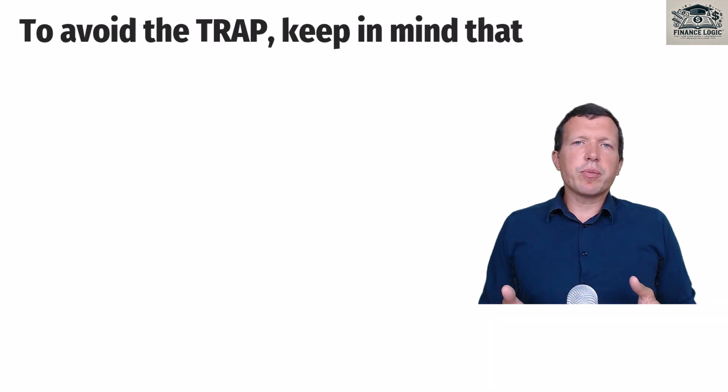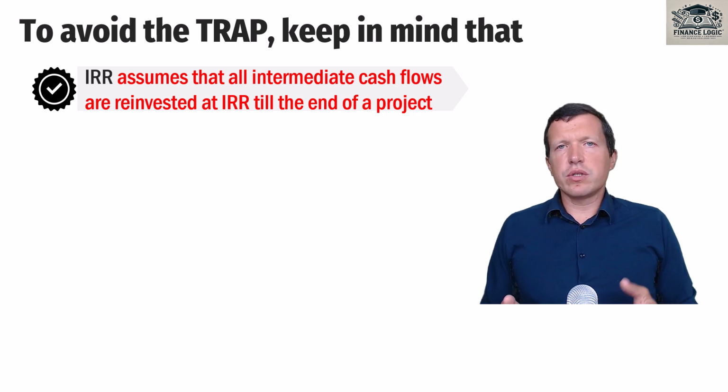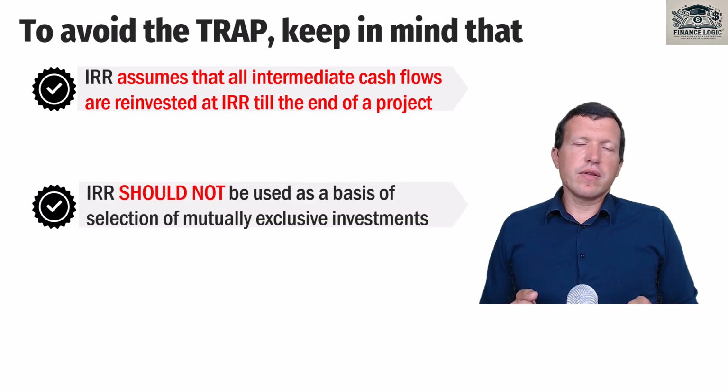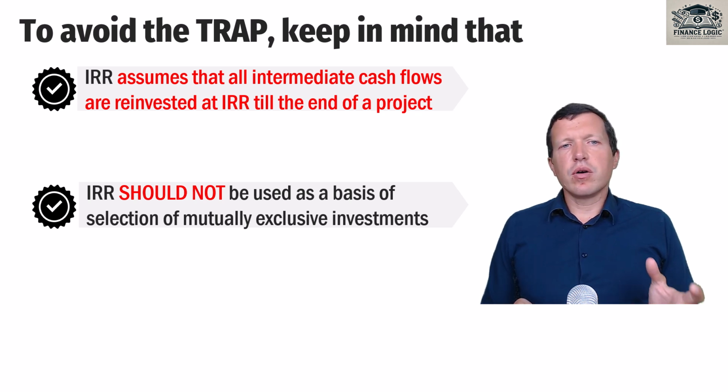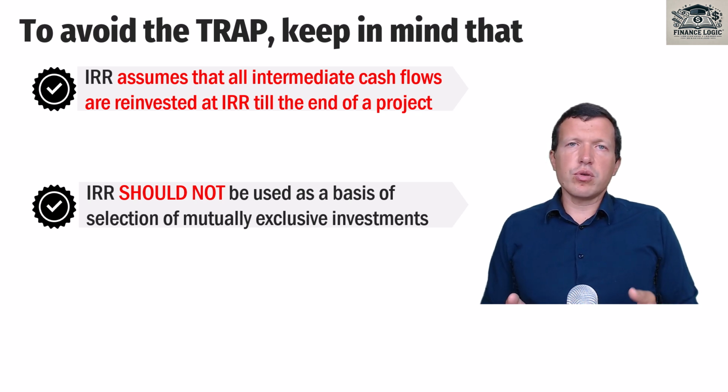This is very important to add, at least in your mind, when you talk about IRR. So to avoid the trap, keep in mind that IRR automatically assumes that all intermediate cash flows are reinvested till the end of a project. And that is why IRR should not be used as a basis of selection between mutually exclusive projects. So we need to use other metrics.